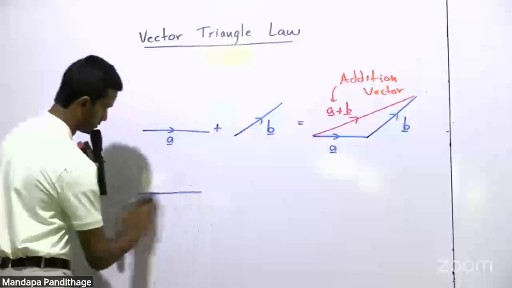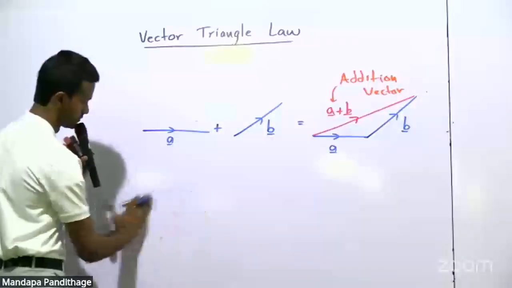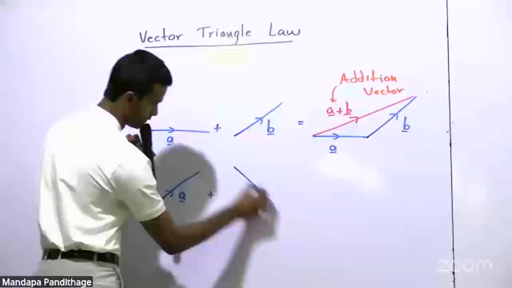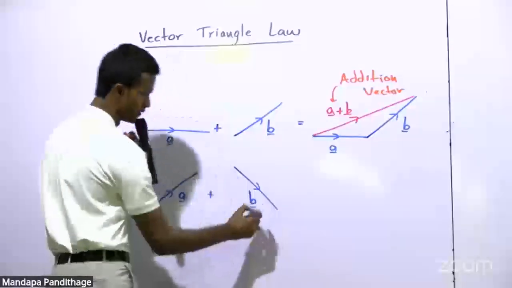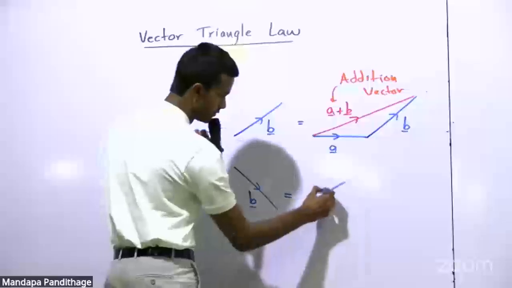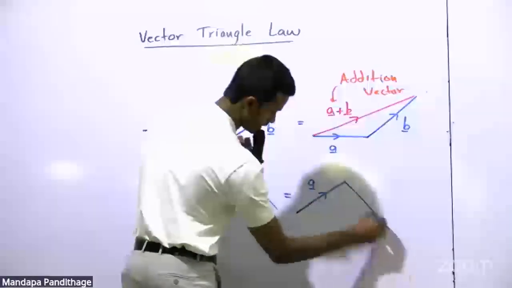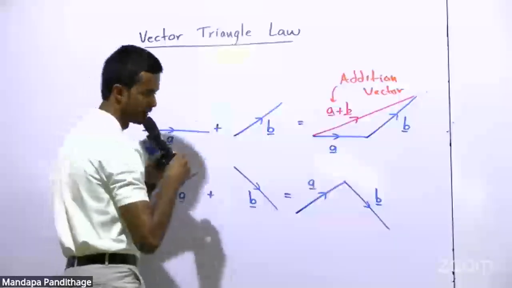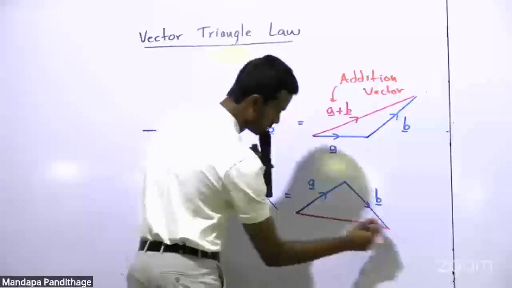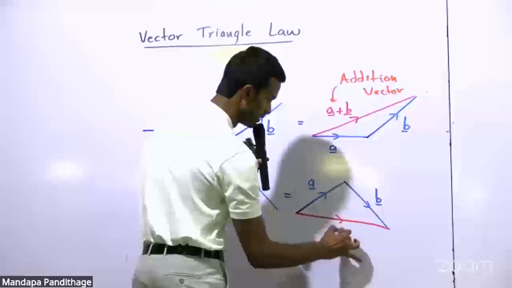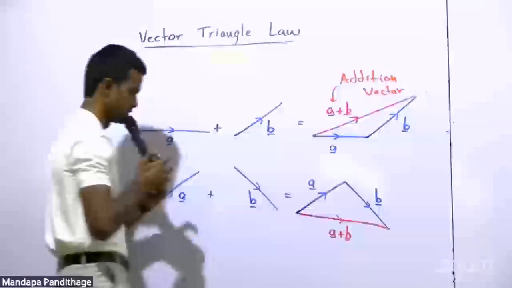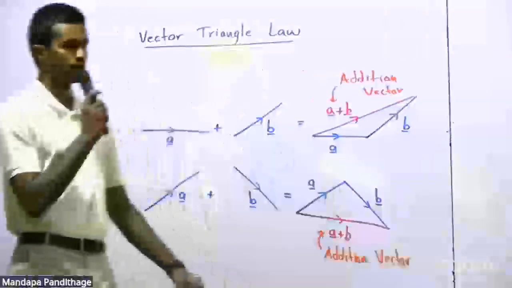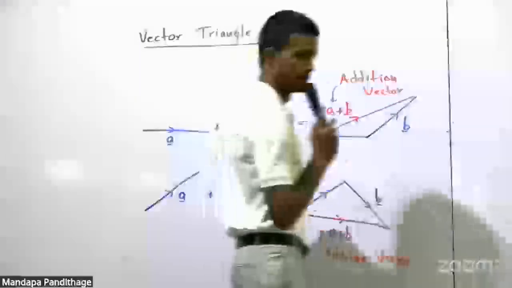We have vector A here and vector B here. So what we have to do is first draw one vector A and then draw the other vector B. The vector connecting the starting point and the end point denotes the addition vector between the two vectors. So A plus B is the addition vector.